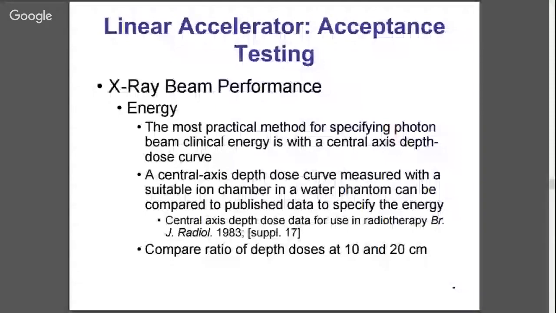So one way of doing this is to compare the ratio of depth doses at 10 and 20 centimeters. Then we look at this tabulated, published data, and we compare and we look for the energy of the beam. Okay, and this is something we can check periodically as well to ensure that the energy of the beam isn't changing over time. That's very important. The energy is going to determine the penetration of the beam, for example, and the dose that we're going to deliver to the patient.